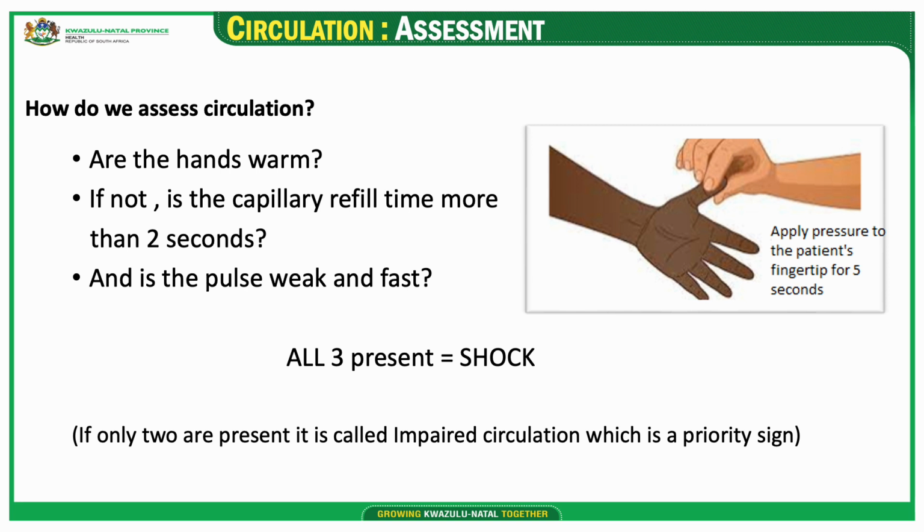Next, I want to feel the pulse, and often the radial pulse is most accessible. Is this pulse weak and fast? And if all 3 of those signs are present, I've got cold hands, capillary refill time more than 2 seconds, and a weak and fast pulse, then I know my patient has got shock. If I only have 2 of these signs present, then it's called impaired circulation, which is a priority sign.